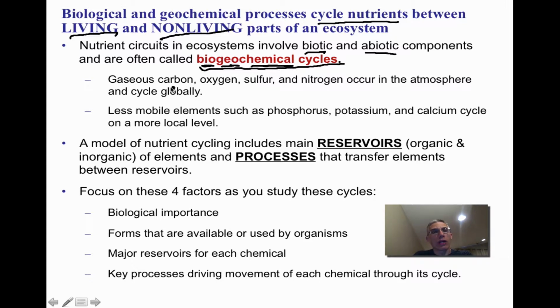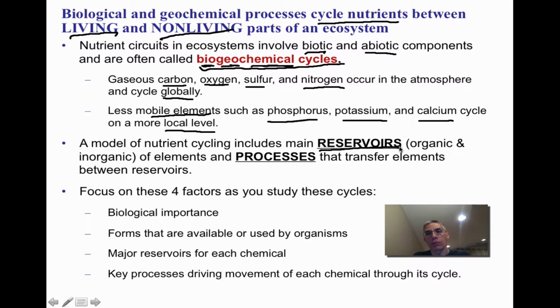So oftentimes we have gaseous carbon, oxygen, sulfur, and nitrogen that occur in the atmosphere, and they cycle globally within our planet. But we do have what we consider less mobile elements, such as phosphorus, potassium, and calcium, that tend to cycle on more of a local level.